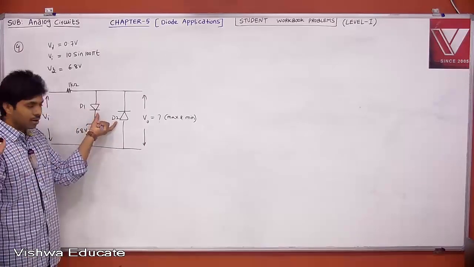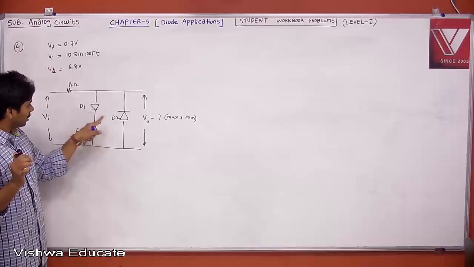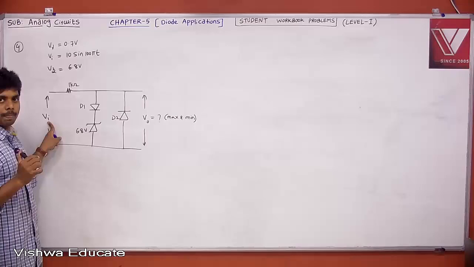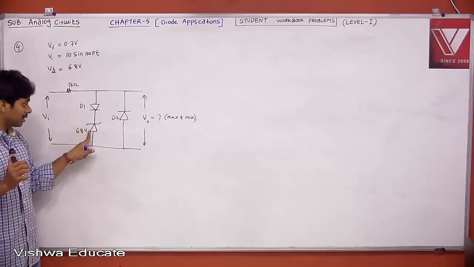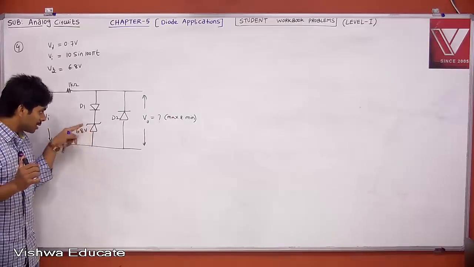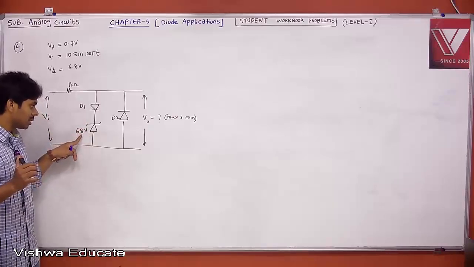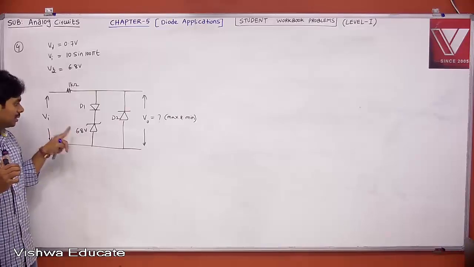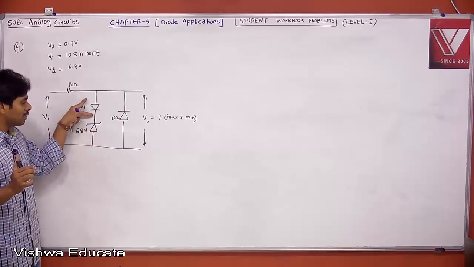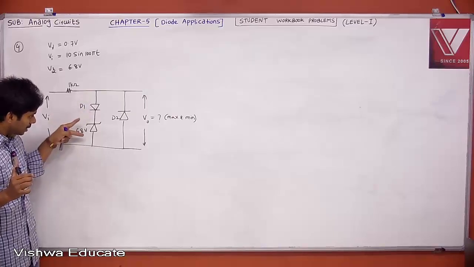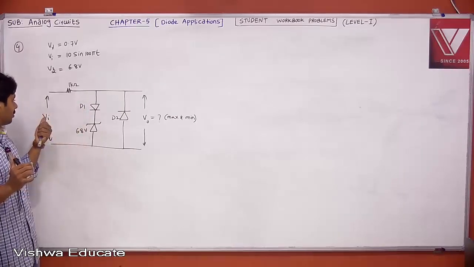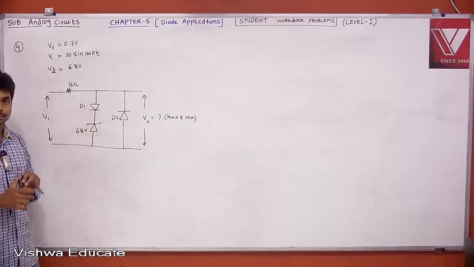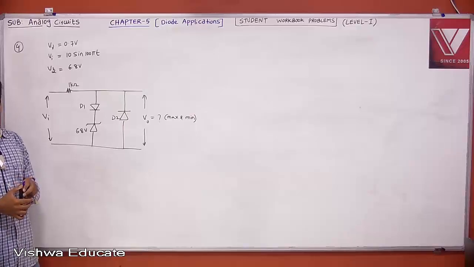D1 and D2 are opposite, no worry at all. D2 will be off when VA is positive, but D1 will be conducting only when VA is positive, right? But the Zener diode will be in reverse bias. Till what point will it be in reverse bias? Till the voltage across the Zener diode is less than 6.8. If the voltage across the Zener diode is more than 6.8, then it will be in breakdown, and the voltage across the diode D1 should be 0.7. So 0.7 plus 6.8 is 7.5. If your VI is more than 7.5, then this will be conducting, this will be in breakdown. Else it won't be in breakdown.